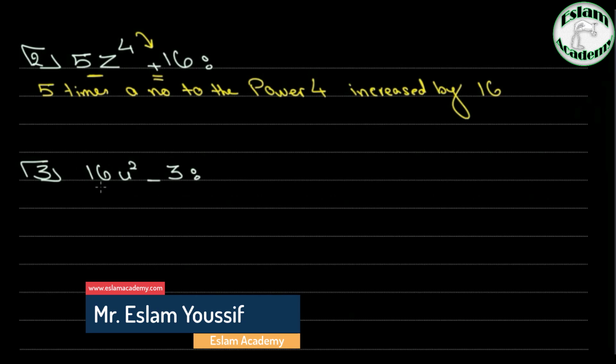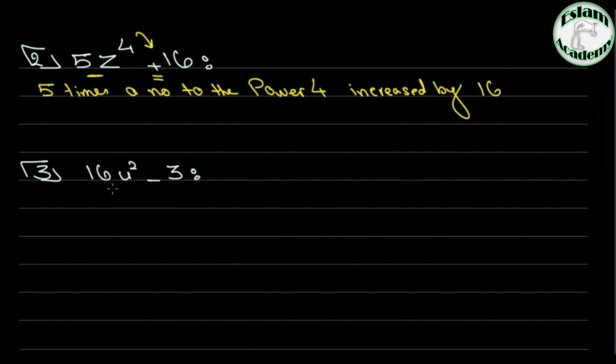The same for number 3. We have 16u to the power 2 minus 3. So we have the first one, which is the product, and the second one, which is the difference. So we can say 16 times a number to the power 2 decreased by 3.